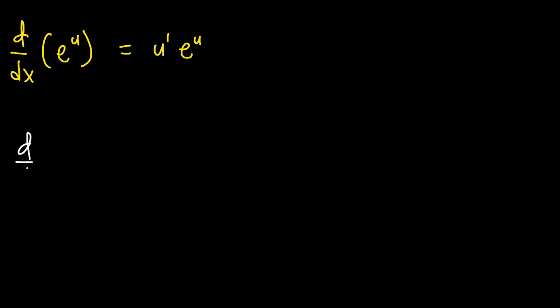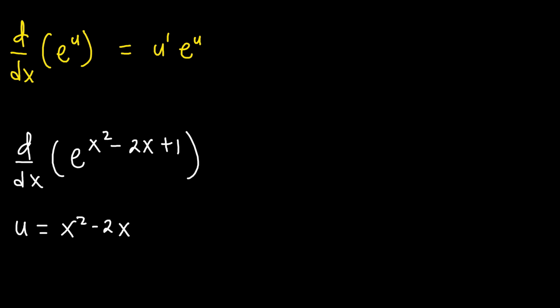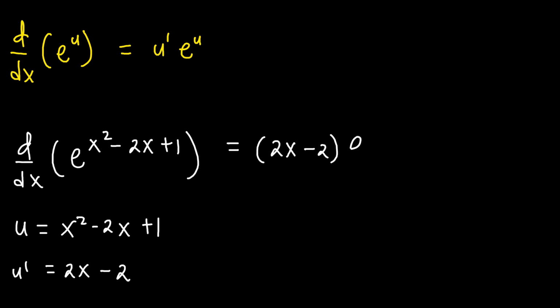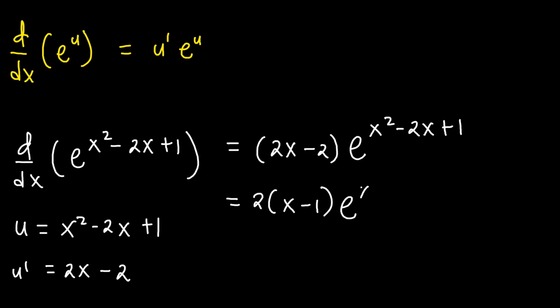Now you try out this: differentiate e to the power of x squared minus 2x plus 1. So we shall have u equaling x squared minus 2x plus 1, and so u prime will be equal to, when we differentiate this, we shall get 2x minus 2. So this will be equal to u prime, which is 2x minus 2, and then times e to the power of x squared minus 2x plus 1. And if we pull out 2, we shall have 2 into x minus 1 times e to the power of x squared minus 2x plus 1.